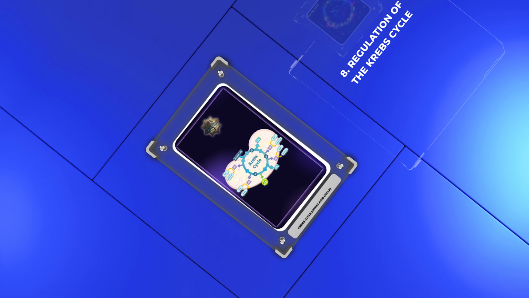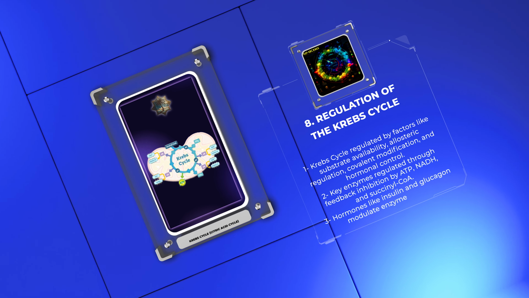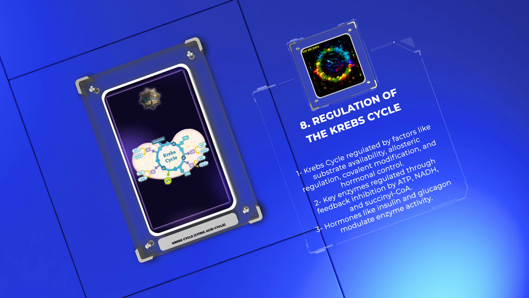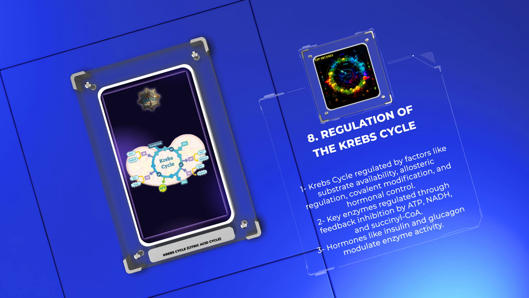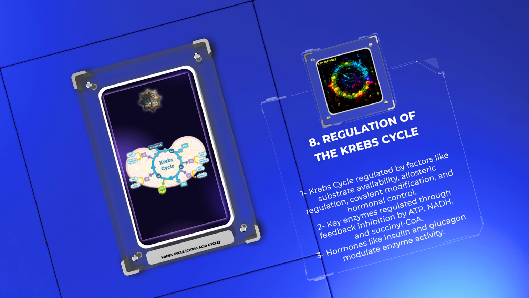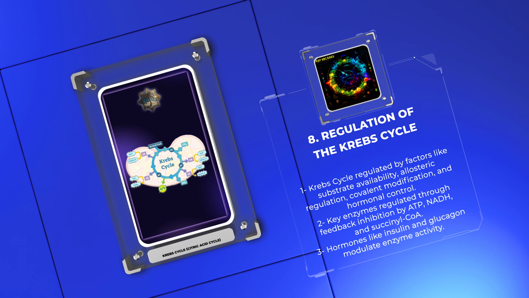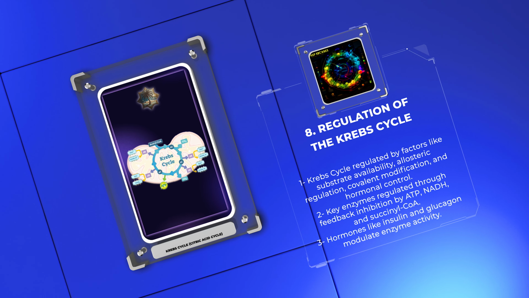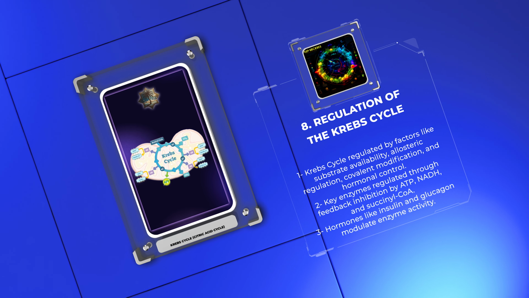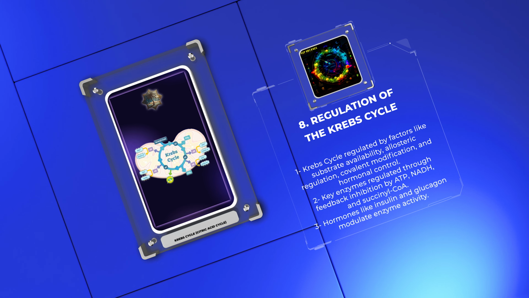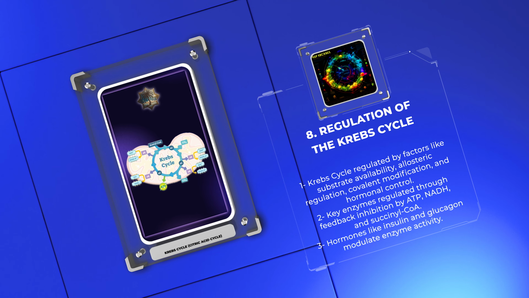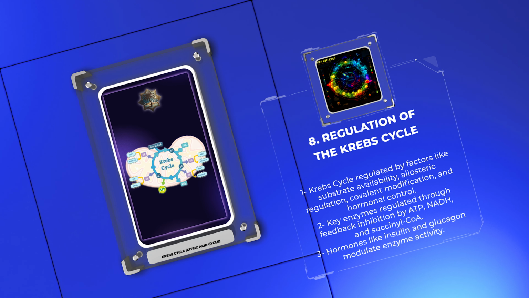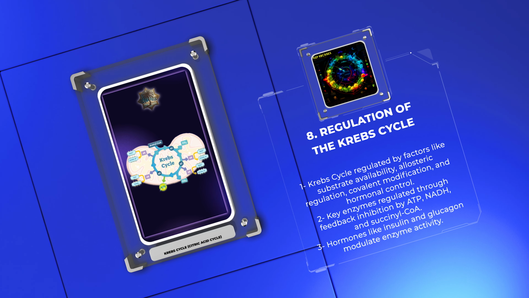The Krebs cycle is tightly regulated to maintain metabolic homeostasis and respond to cellular needs. Several factors influence its regulation, including substrate availability, allosteric regulation, covalent modification of enzymes, and hormonal control. Key regulatory enzymes, such as isocitrate dehydrogenase and alpha-ketoglutarate dehydrogenase complex, are regulated through feedback inhibition by ATP, NADH, and succinyl-CoA. Additionally, hormones, such as insulin and glucagon, play a role in modulating the activity of critical Krebs cycle enzymes to adapt to nutrient availability.